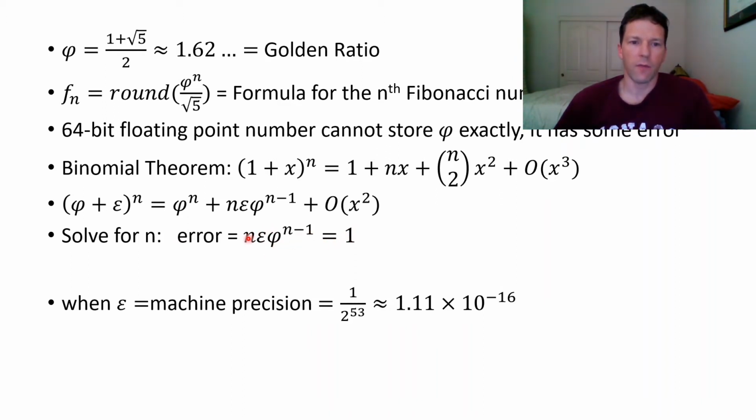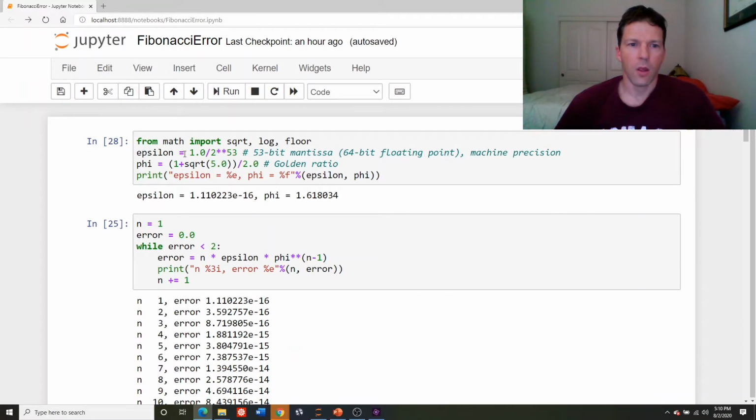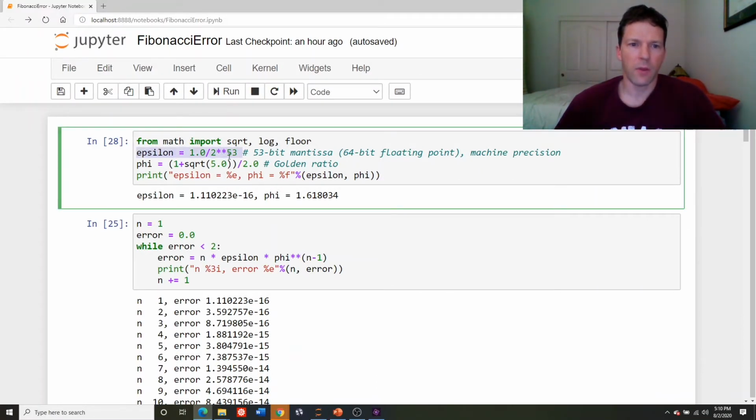So we want to solve for n, the first Fibonacci number that's going to give us the wrong answer in this formula. Now this is a little tricky to solve for because we have n multiplying, and then we have n in the exponent. So let's just tabulate this using Python. If we go over here to Python, define epsilon to be 1 over 2 to the 53rd, which is about 10 to the minus 16.